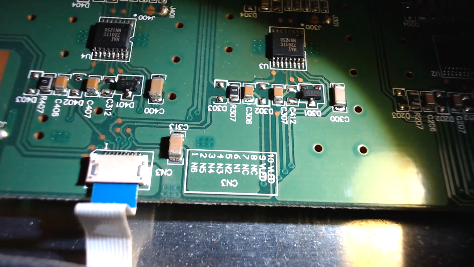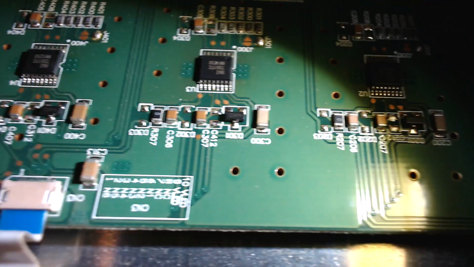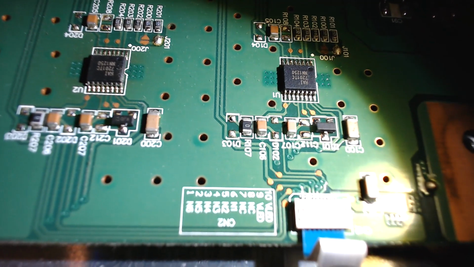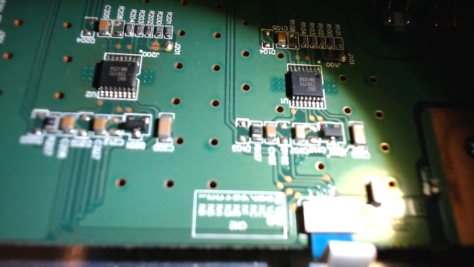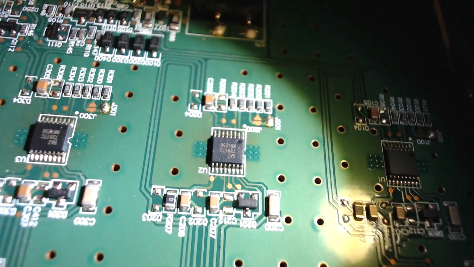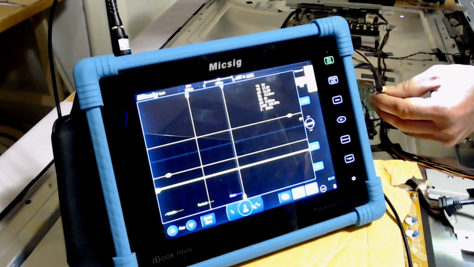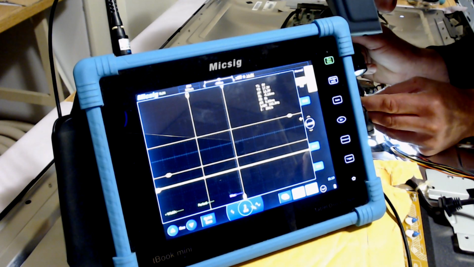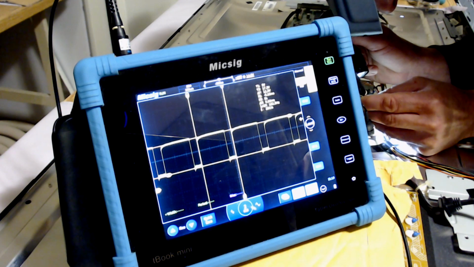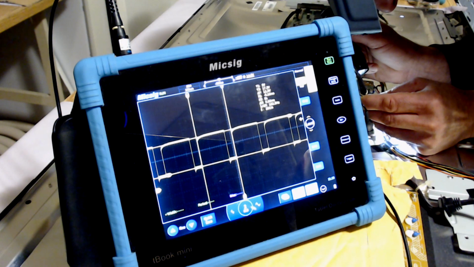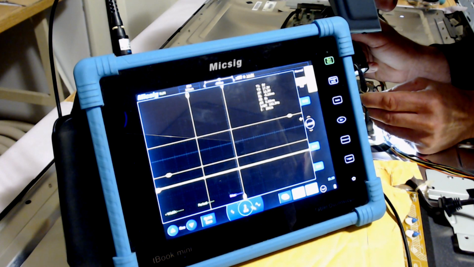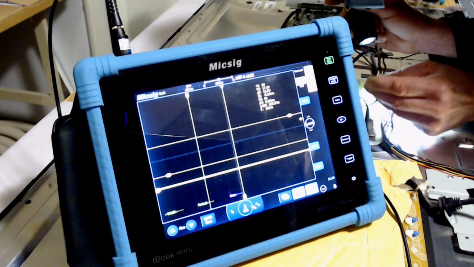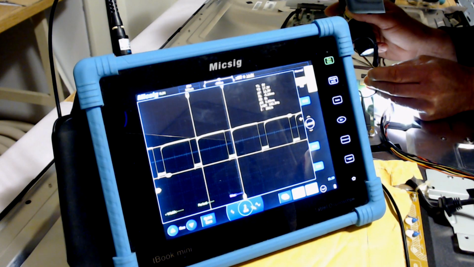This is the LED driver board. There are two outputs here, or two flat cables, and four chips on it, and we're going to measure the voltage at each output to see if there's any difference between them. And they look all the same, except for one of them.